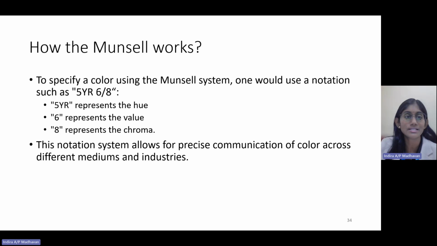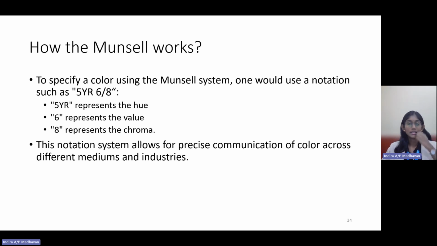So how does this Munsell system work? To specify a color using the Munsell system, one would use a notation such as 5YR 6/8. 5YR represents the hue, the yellow red. The 6 next to it represents the value, how bright the color is. And 8 represents the chroma, how pure the color is. So this notation is used to identify or label colors.